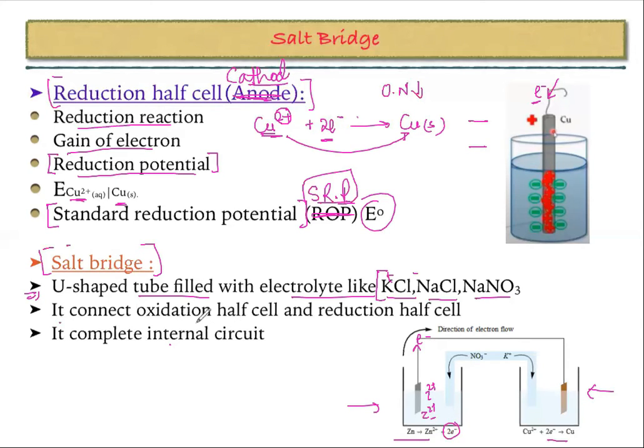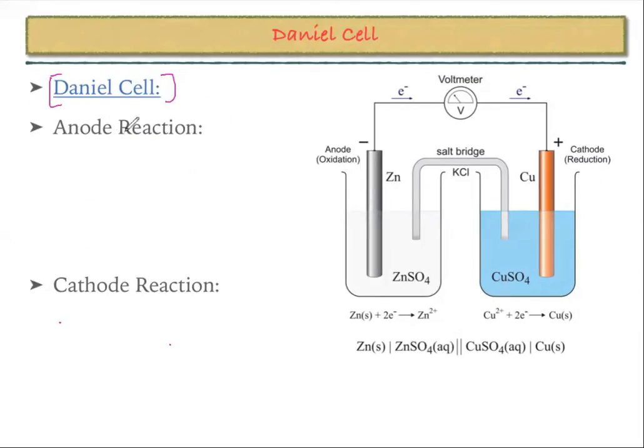Second, it connects the oxidation half cell and reduction half cell, as we have discussed. Basically, it is going to complete the circuit, okay? Yes, it is going to complete the internal circuit and balance the electrical neutrality. So, Daniel cell, let us now summarize whatever we have learned.